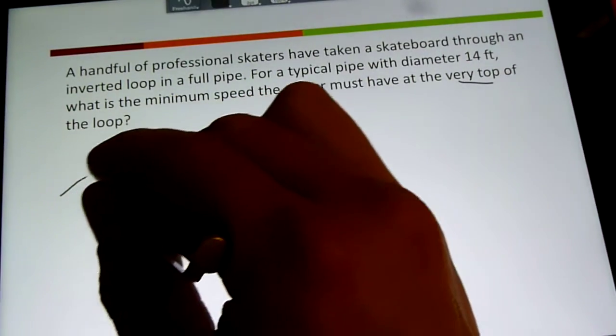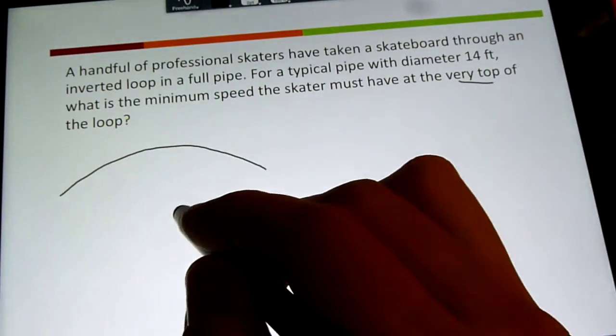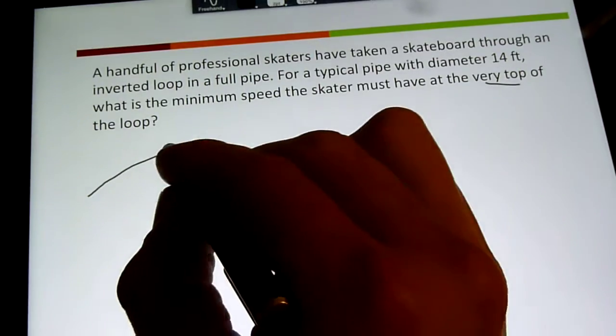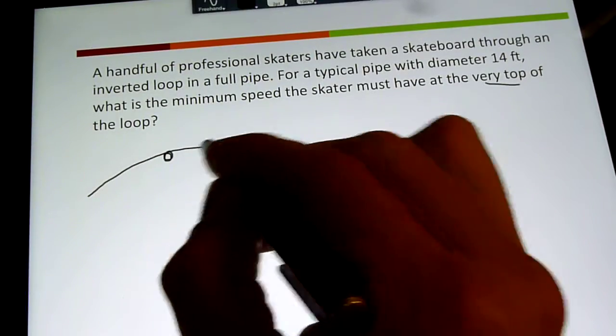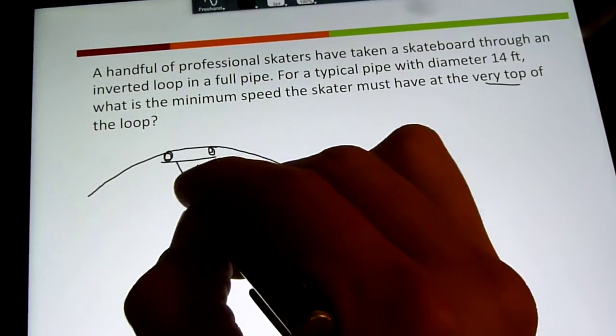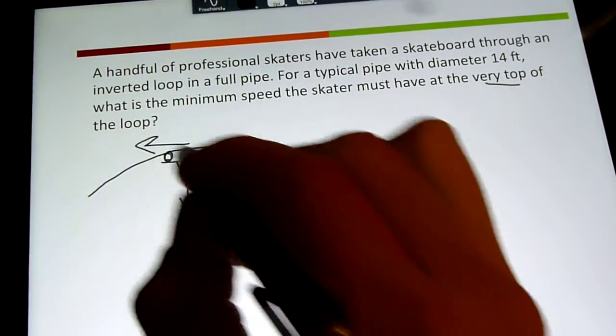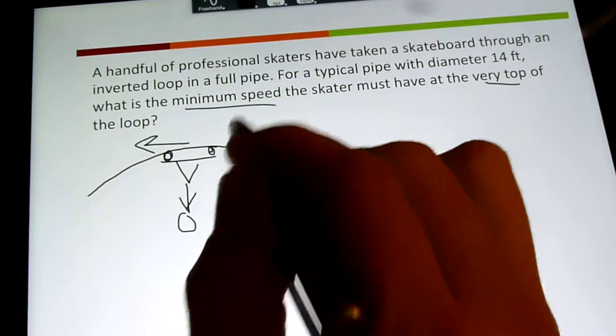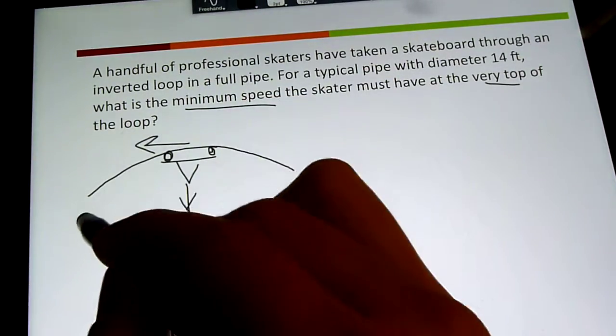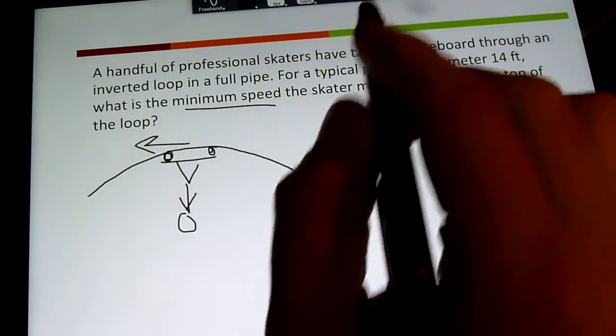So now the top of the loop looks like this. We're the skateboarder and we wish to be going through the top upside down. We've made some poor life choices, and here we find ourselves in this position. We are hoping that we have a minimum speed big enough so that we can continue through the top. So my velocity at that instant is there.